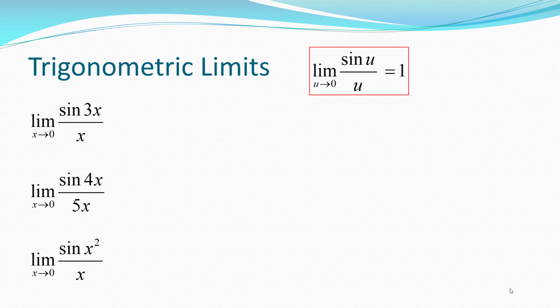Now remember, the limit of the sine of u over u as u goes to 0 is 1. The u can stand for anything. As long as it's an expression that goes to 0, and you take the sine of that expression and you're dividing by that expression, the limit of that would then be 1.